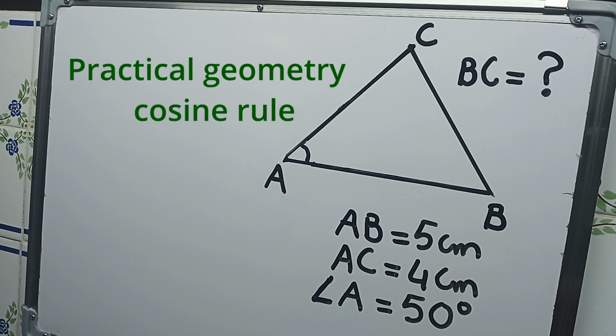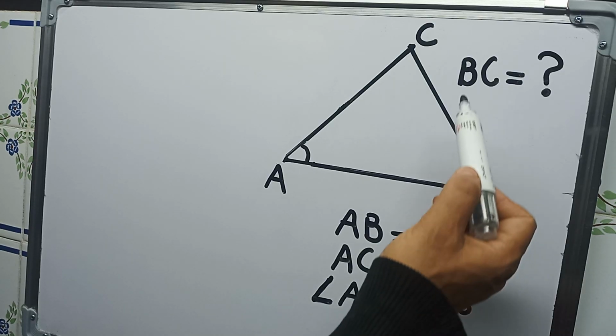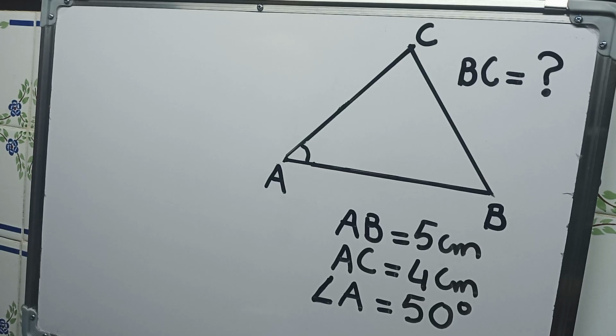In this problem, ABC is a triangle with AB equals 5 centimeters, AC equals 4 centimeters, and the angle A is equal to 50 degrees. And the question is to find BC. Of course, we will do it using the cosine rule, which we will prove using the dot product.